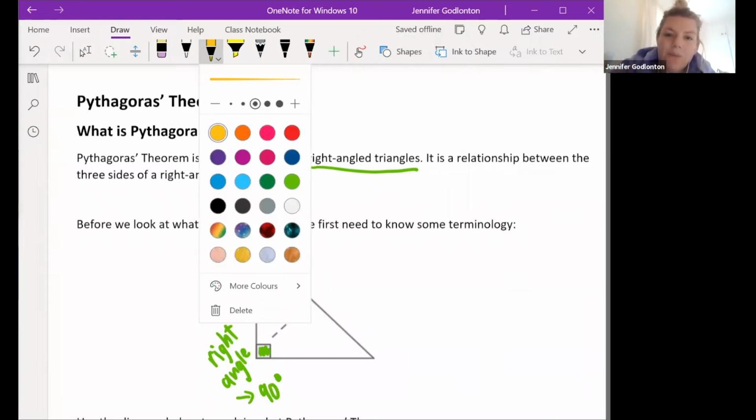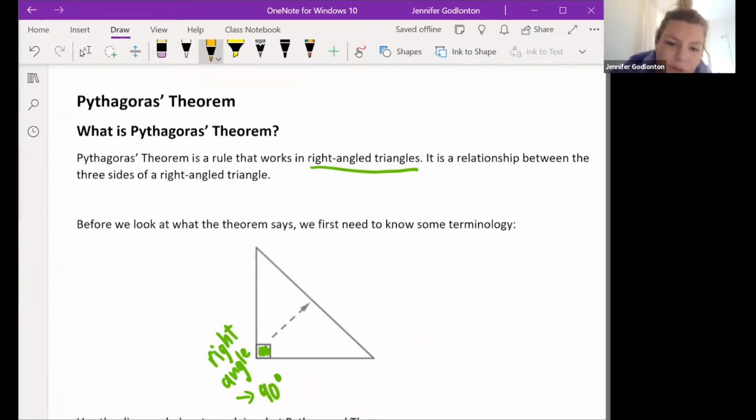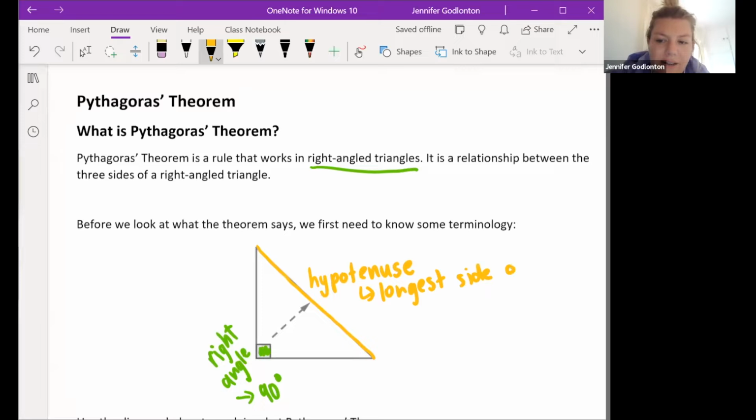Then we have another important thing when it comes to right-angled triangles. We've got this line over here. Who knows what that line is called? Something we've been talking about in similarity. Yes, there we go, and even spelt right. Well done. It is the hypotenuse. The hypotenuse is the longest side of a right-angled triangle.